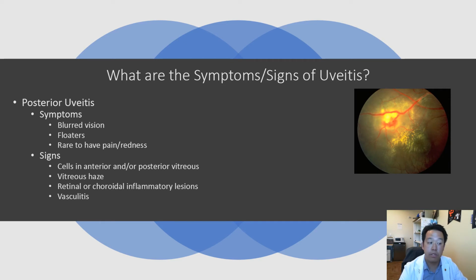Now with posterior uveitis, not very fun. Symptoms are again blurred vision, floaters, but it definitely is even more rare to have pain and redness for this type of uveitis. Some signs of this include cells in the anterior and or posterior vitreous, haze, retinal or choroidal inflammatory lesions, which is one of the very common signs of uveitis, and vasculitis.